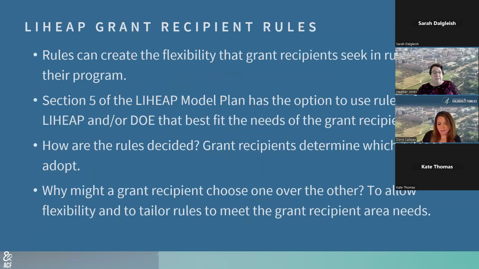Next slide, please. And grant recipients should seek to create the most flexibility, which may vary from grant recipient to grant recipient across the country. Rules allow flexibility for grant recipients to run their programs. And in Section 5 of the LIHEAP model plan is where grant recipients can indicate if they wish to use LIHEAP and or DOE weatherization rules. The point is giving the grant recipient the ability to create their own flexibility where it's needed based on their area needs. And so this is a grant recipient level decision. You may want to review this section of your model plan for next year to consider how you can create the most flexibility in your weatherization program.